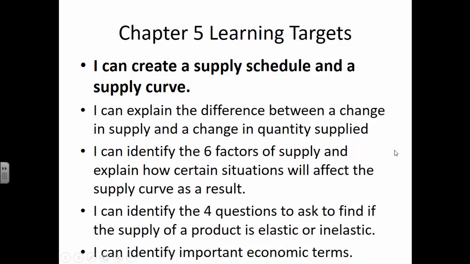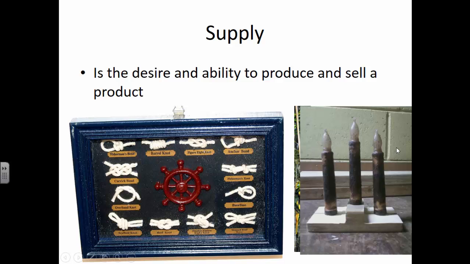And of course, there's always some economic terms. So, supply, what is the definition? Well, it's the desire and ability to produce and sell a product. As you can see, these are knot boards, and this is a stand for candles, and I can do both. This is actually a picture I made. So do I have supply, desire, and ability? The answer is yes. If you pay me enough, I have the ability and the desire. Same thing with knot boards. If you pay me enough, I will have the desire and I have the ability to do this.